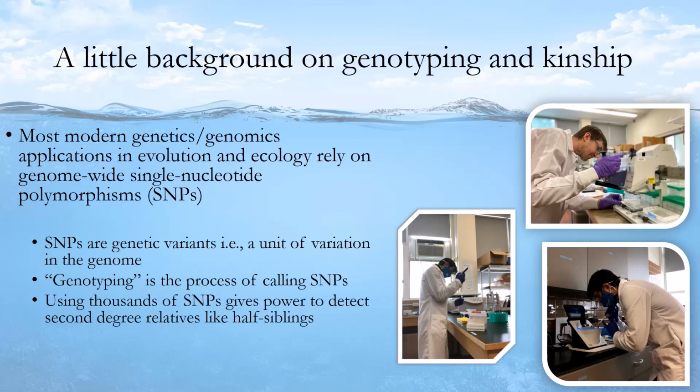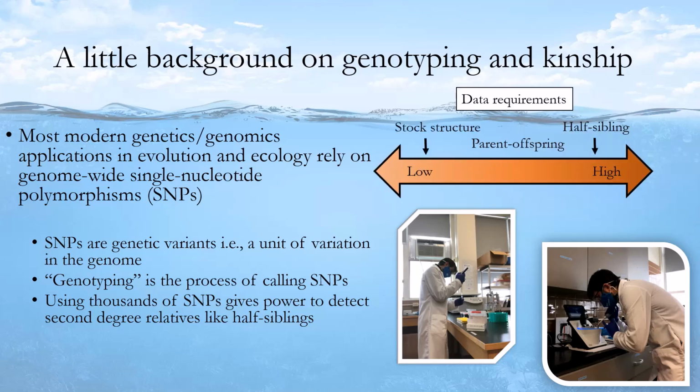But because SNPs are ubiquitous across the genome, we can leverage the power of thousands of SNPs at once, and we're able to detect first and second degree relatives like parent-offspring pairs, full siblings, and half siblings. And if you have enough SNPs, you can identify relatives that are even more distantly related. Crucially, the more distant the relationship, the more statistical power we need to disentangle relatives from unrelated individuals. So, for example, we need more genetic markers, or more SNPs, to identify half-siblings than we do to identify parent-offspring pairs. And in general, the data requirements for relatedness tend to be greater than they are for stock structure analysis.